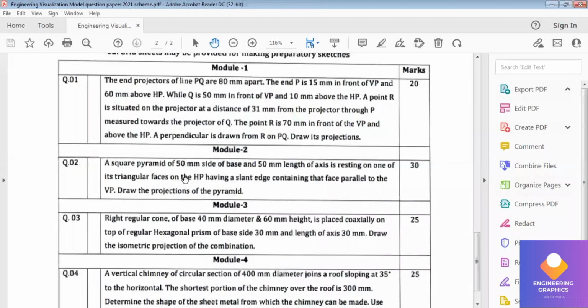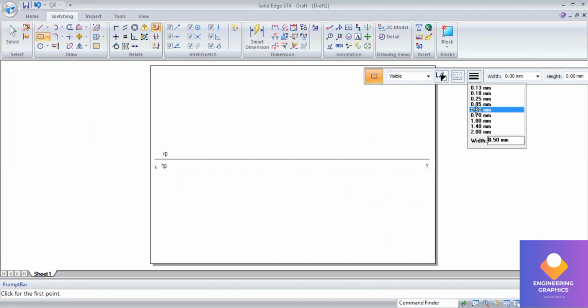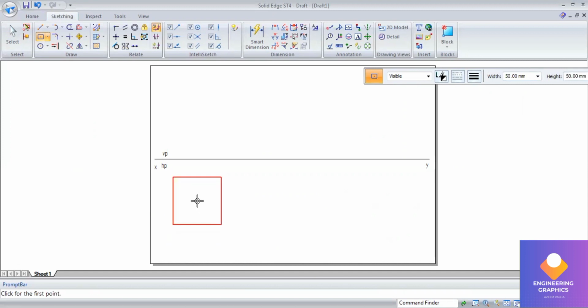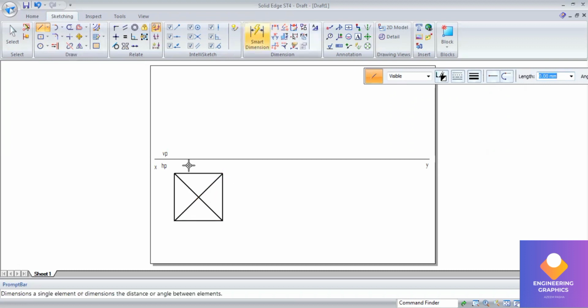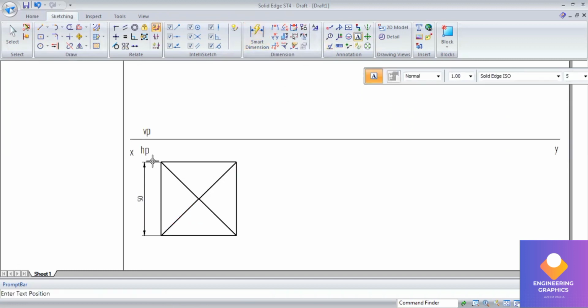Here a square of dimension 50 is constructed with the slant triangular face. Slant triangular face means the edge we have to consider. Go to rectangle by center, give the width 50 and height also 50. So we will get a square. Now since it is a pyramid, we have to draw the slant edges, thick lines we have to draw. Show the dimensions on one side. So now you can write on the naming of it.